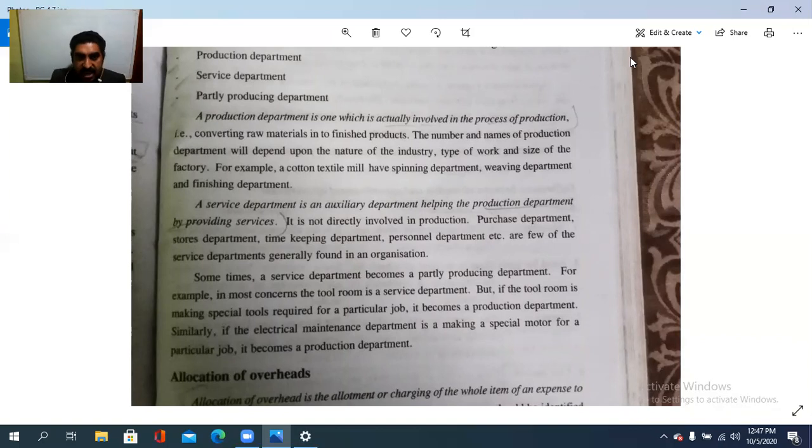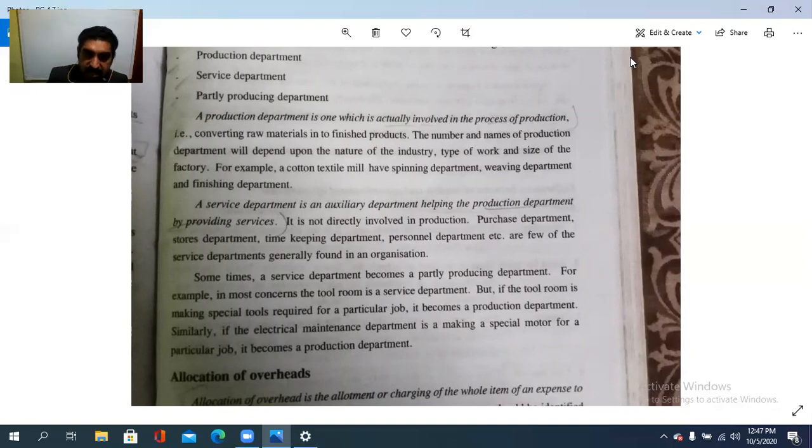It is not directly involved in the production process. Purchase department, stores department, timekeeping department, personnel department, etc. are a few of the service departments that are generally found in an organization. So that is the case with regard to a production department as well as a service department. Sometimes a service department becomes a partly producing department.